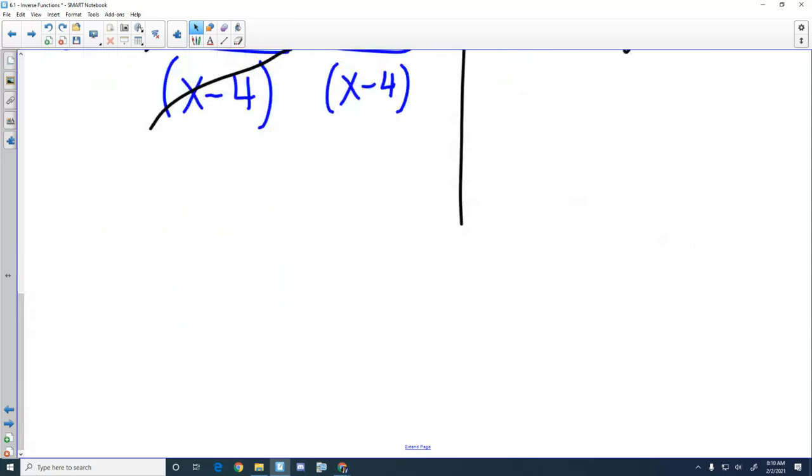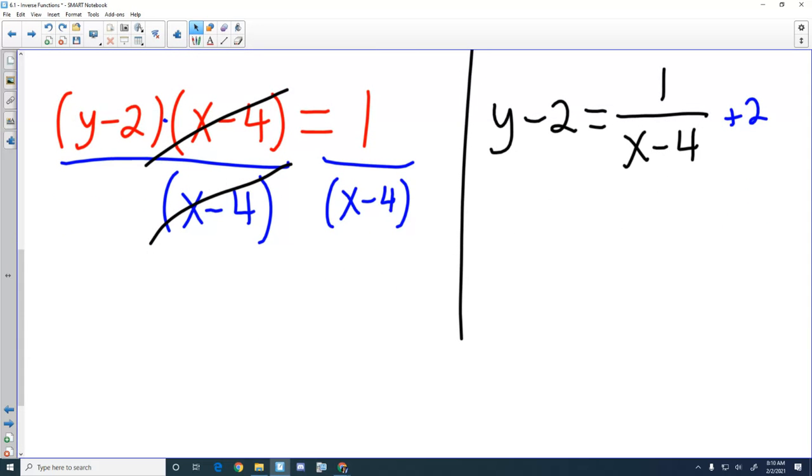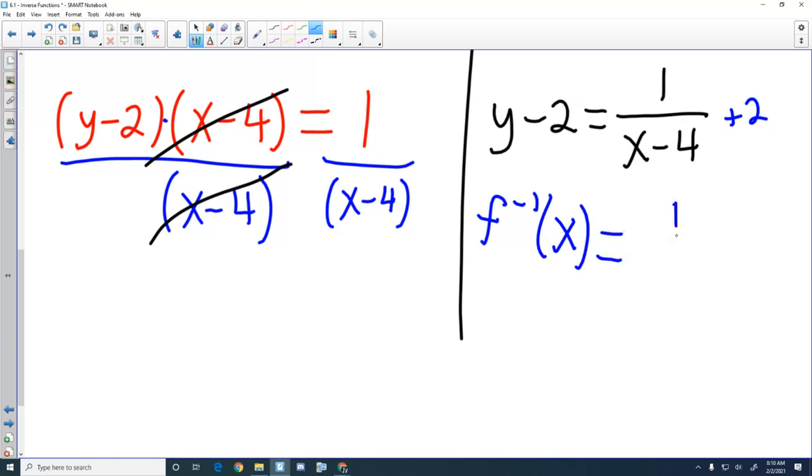So then my final inverse function will read f inverse of x equals 1 over x minus 4, all in the denominator. But then this plus 2 is just kind of hanging off to the side of the fraction, right? You would do that whole fraction math first, and then you would add 2. And that is our inverse.